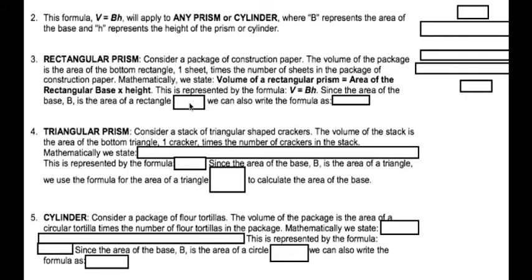Since the area of the base B is the area of the rectangle, which is found by the formula A equals length times width, we can also write this formula for the rectangular prism as length times width times height.